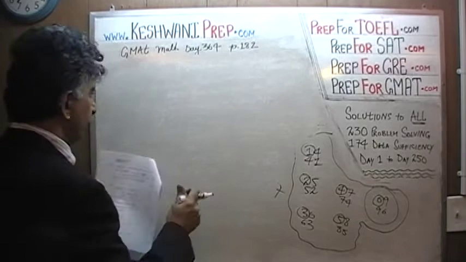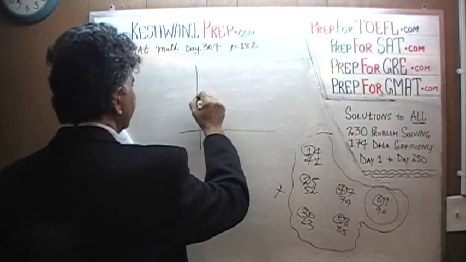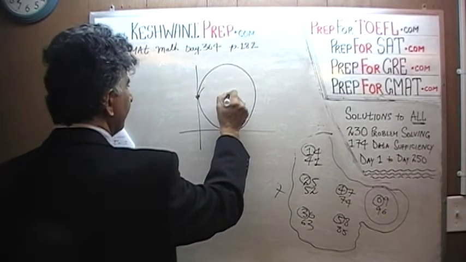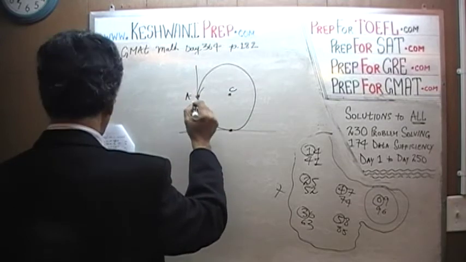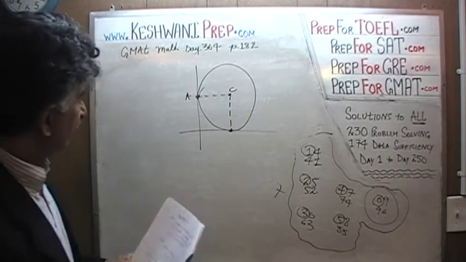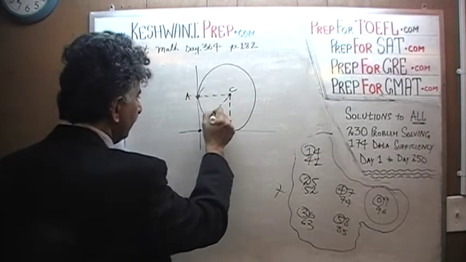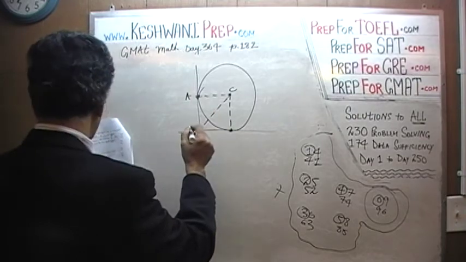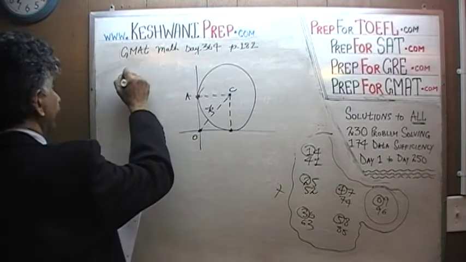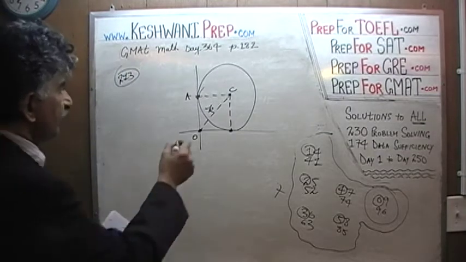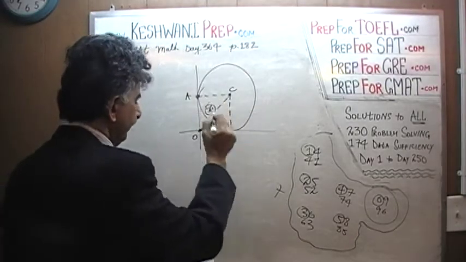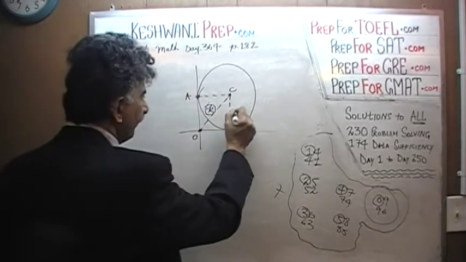We have a circle. We are told that this circle is tangent to both the x-axis and the y-axis. Here is the center, C. Let's call this point A. So it goes something like this. We are told that this distance from the origin O to C is K. This is question number 13. So the circle is tangent to both the x-axis and the y-axis, the distance from O to C is K, and the question is, what is the radius of this circle?